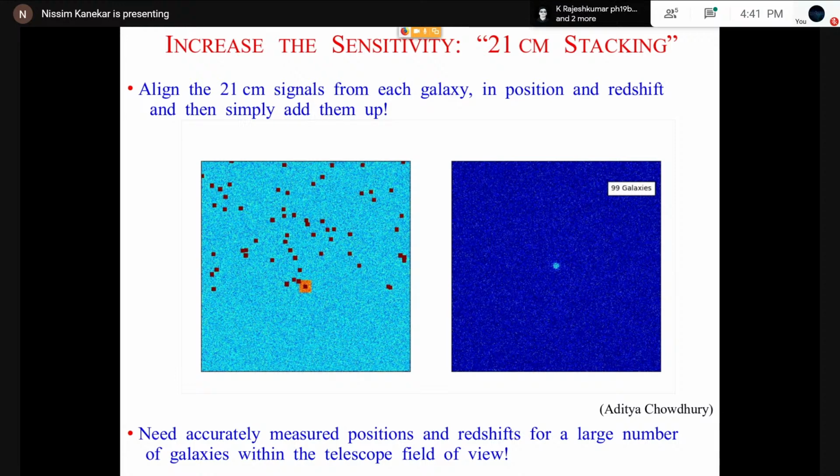But this just demonstrates the technique that if you stack a lot of galaxies, you can dig out the signal from the noise, and this will allow you to actually probe the average properties of this population of galaxies. So that is the idea behind this whole thing that we're trying now.